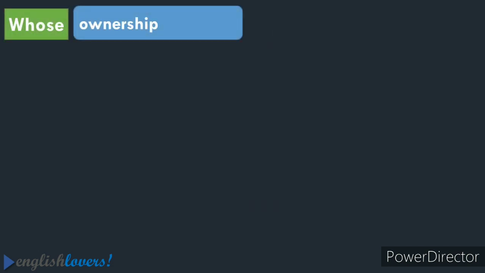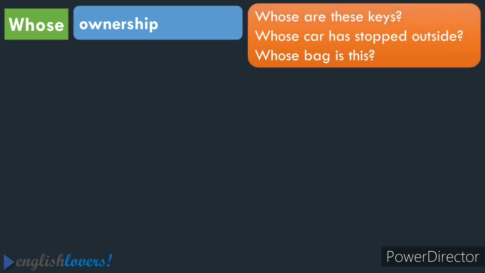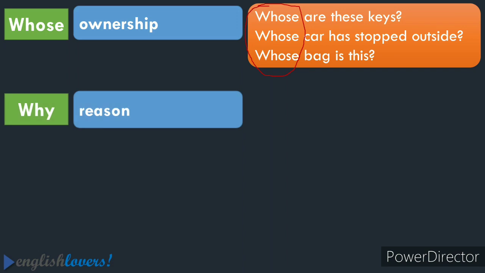Next is whose. Now whose is used to ask for the ownership or possession of that particular thing or object. Here, whose are these keys, or whose car has stopped outside, or whose bag is this. So in all these sentences, whose refers to the ownership. If you answer these questions, for example, whose are these keys? These keys are mine. So you answer and you tell the ownership of those keys, or to whom those keys belong to.